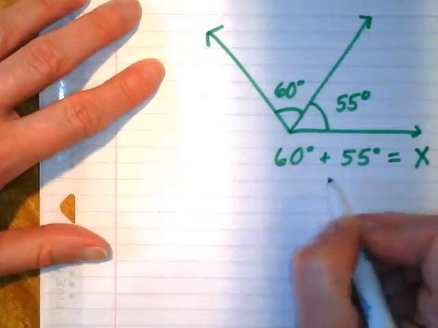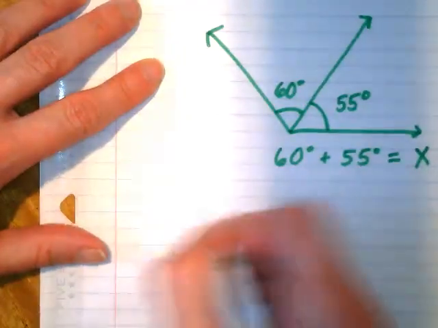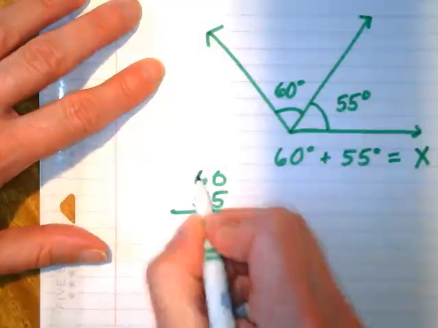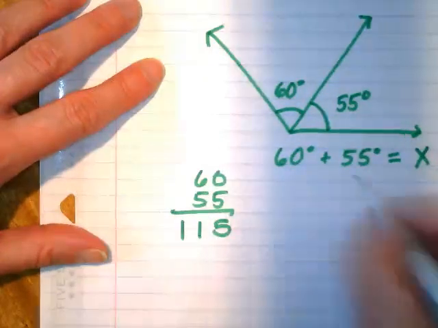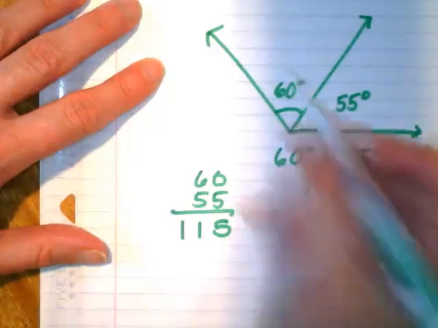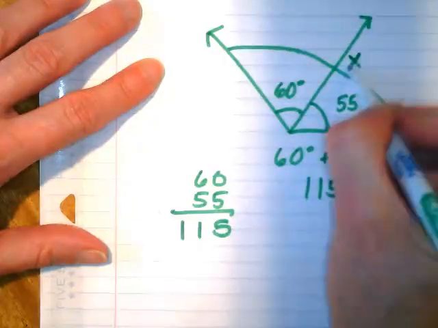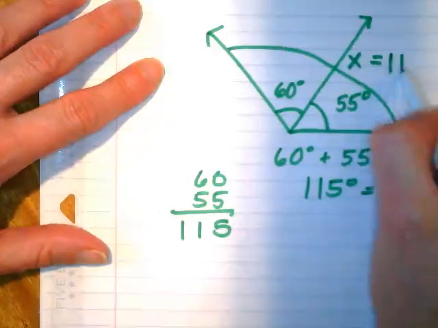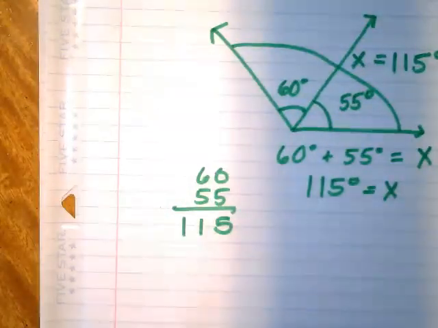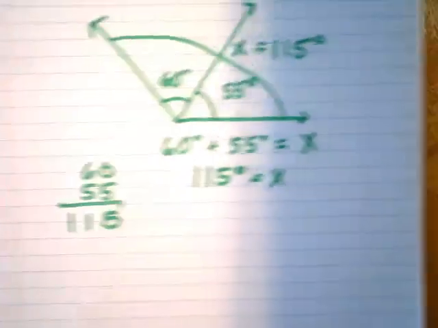When I add that together, that is going to be 60 plus 55, 5, 11, 115 degrees equals X. So the whole distance of both of those together is X, which equals 115 degrees. We've done this before with other problems and setting them up. So I don't think you're going to have tons of problems.